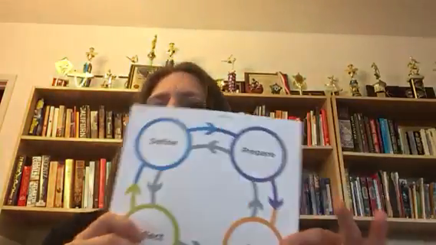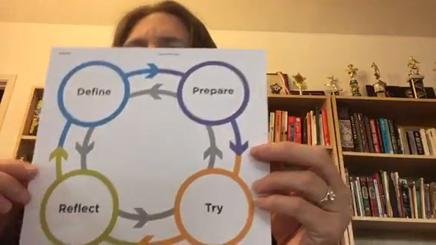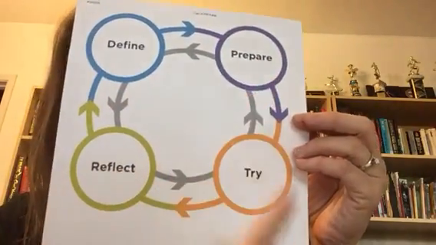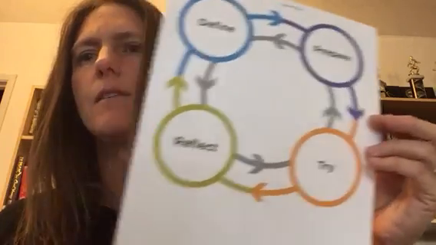So let's take a look at the steps. You're going to be seeing this a lot this semester. We've got define, prepare, try, and reflect. Let's go a little bit more into some detail on that though. When you define your problem, you're going to talk about what problem you're trying to solve. You're going to think about the constraints you have for your problem, and also what success looks like if you solve your problem.